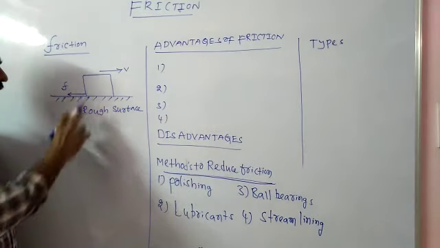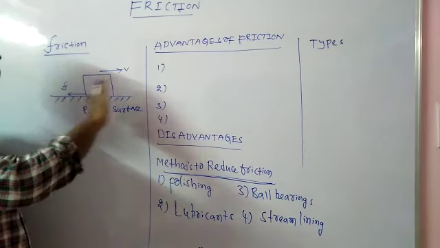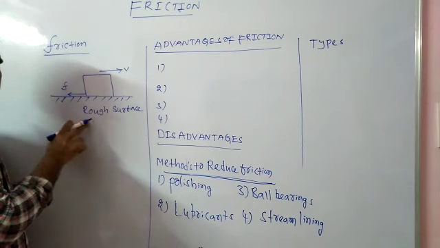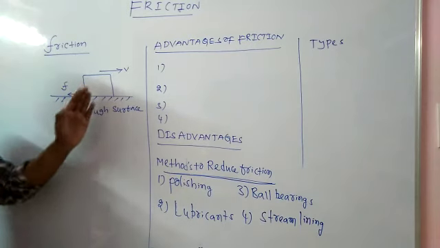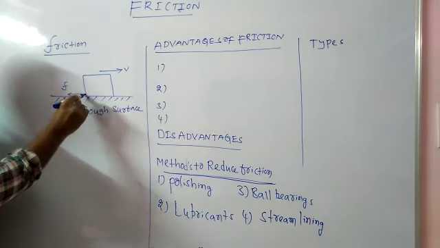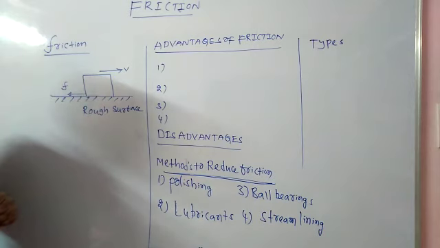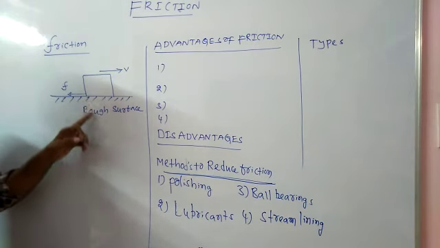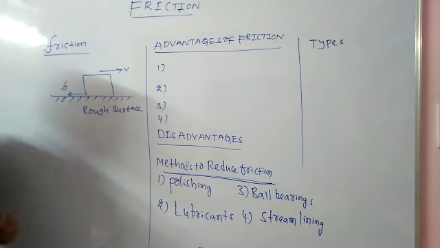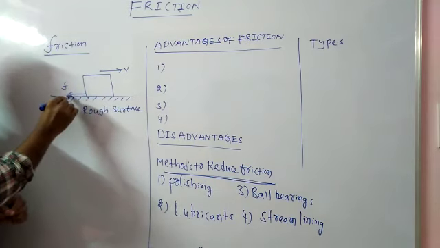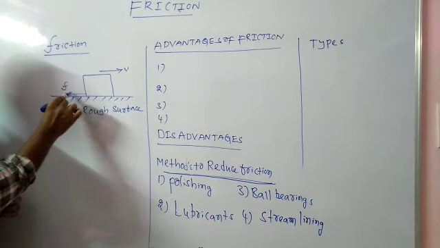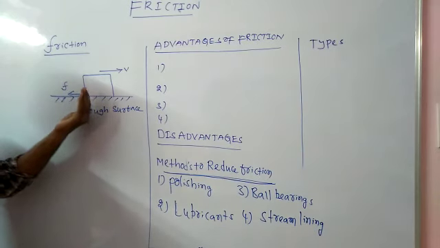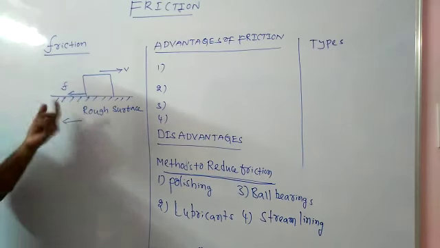For example, a block is moving with velocity v on a rough horizontal surface. Whenever the block is in motion, a force which opposes the motion between contacting surfaces and acts tangential to the surface is called friction or frictional force. Tangential means along a straight line.